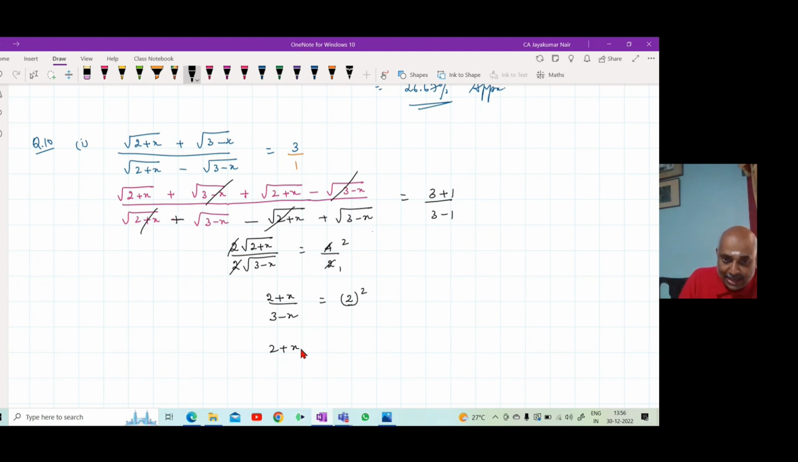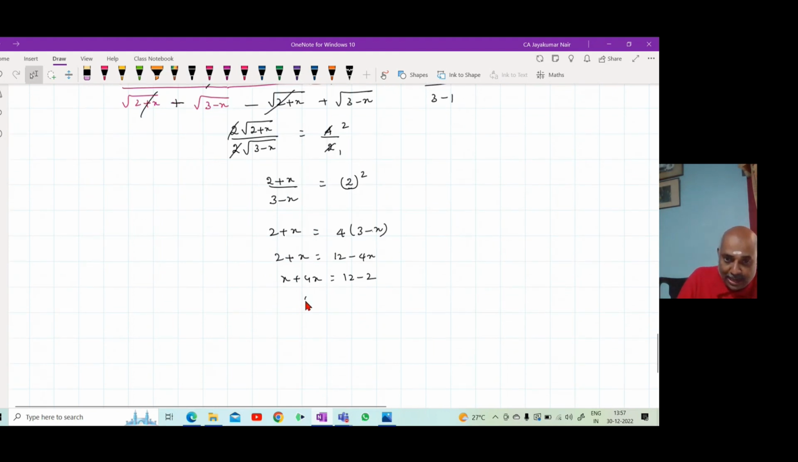So 2 plus x is equal to 4 into 3 minus x. 2 plus x is equal to 12 minus 4x. So x plus 4x is equal to 12 minus 2. 5x is equal to 10. So x is equal to 2. So this is your answer.